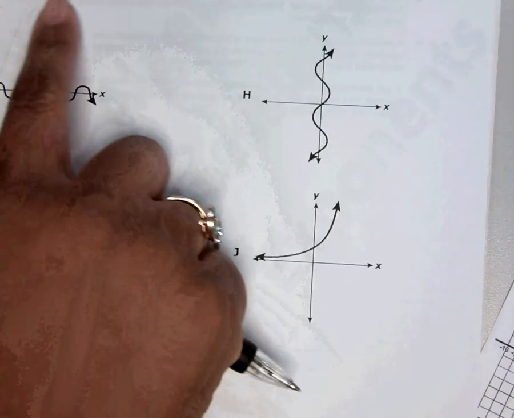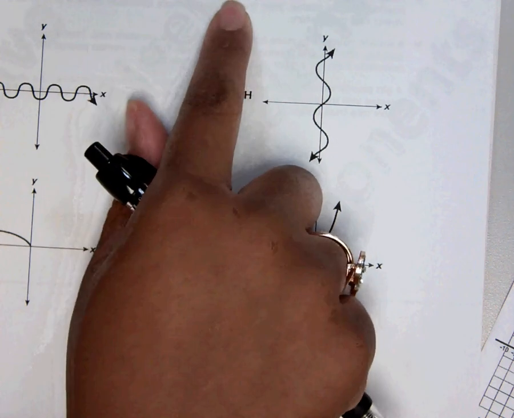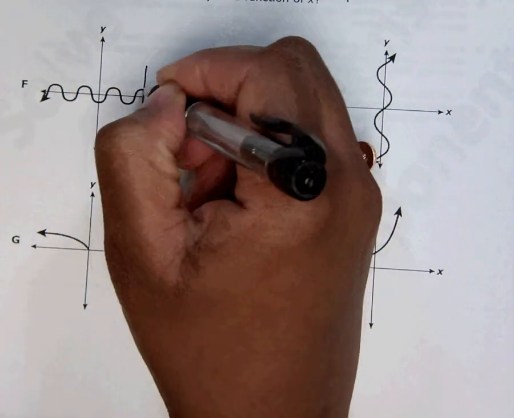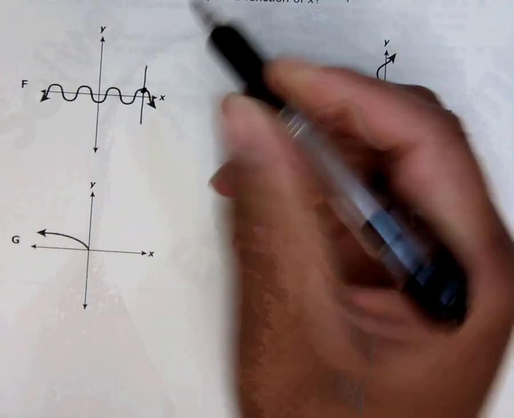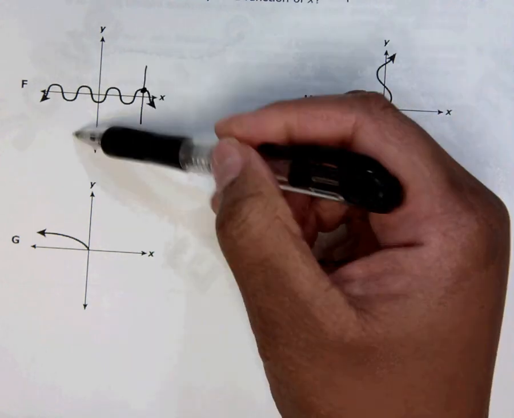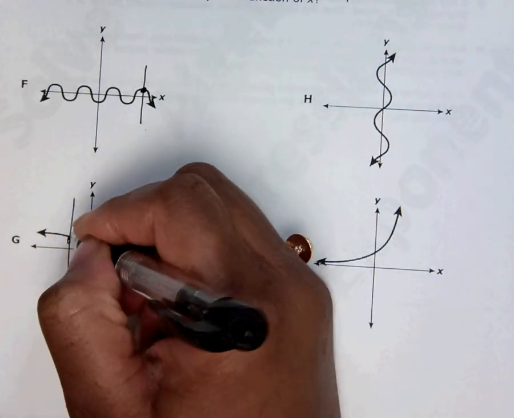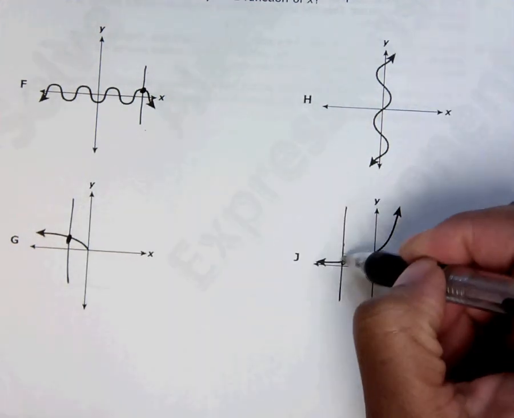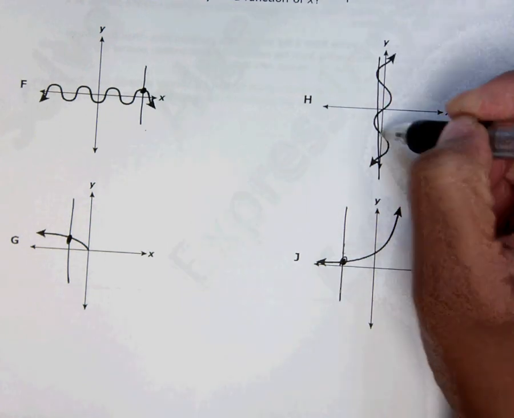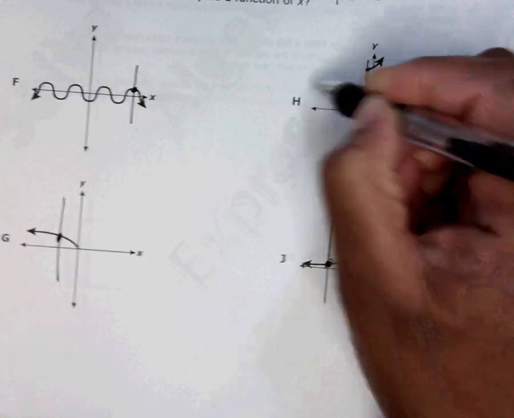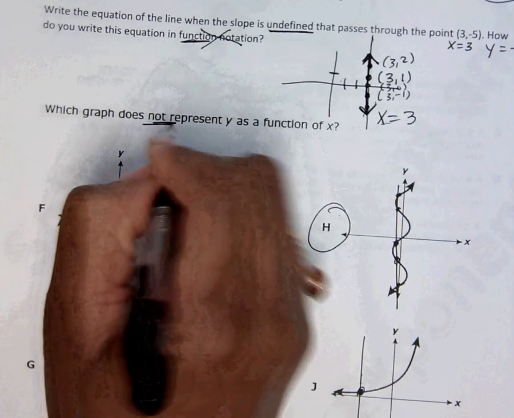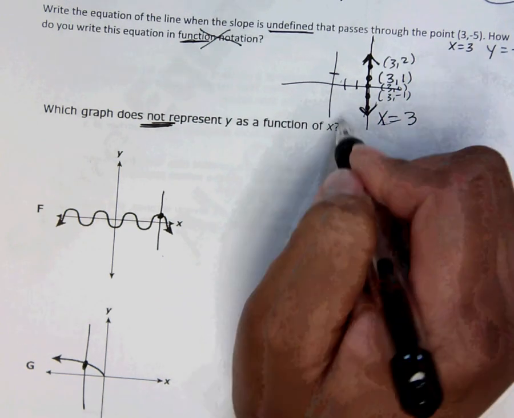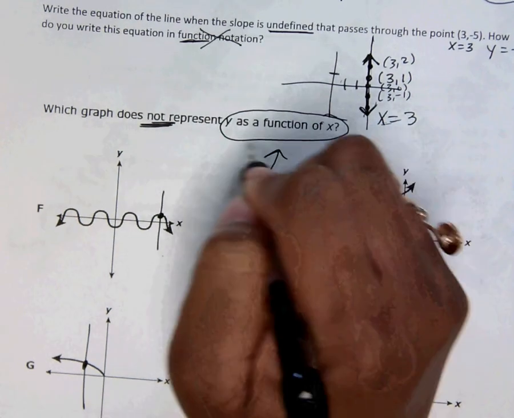Next question. Which graph does not represent a function of x? So in other words, I'm looking for x values that repeat. Well, when I draw a line here, I only touch the graph once. That means the x value did not repeat, no matter where I draw that line. G, I draw the line here, the x value does not repeat because it only hits once. Here, only hits once. But here, it hits more than once. So this one is not a function. And remember, it may not say, is it a function or is it not a function? But most of the time you're going to see function of x.